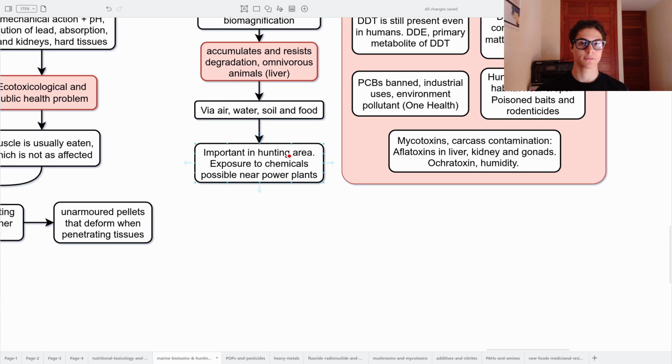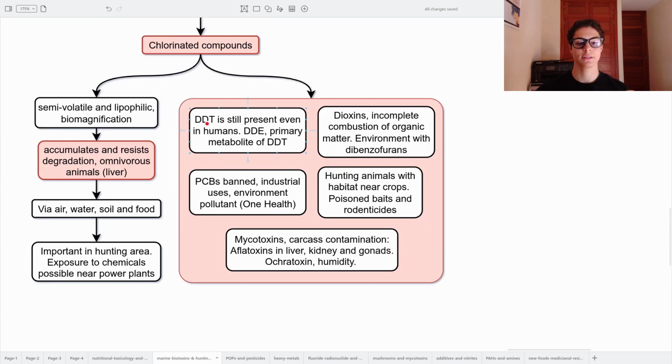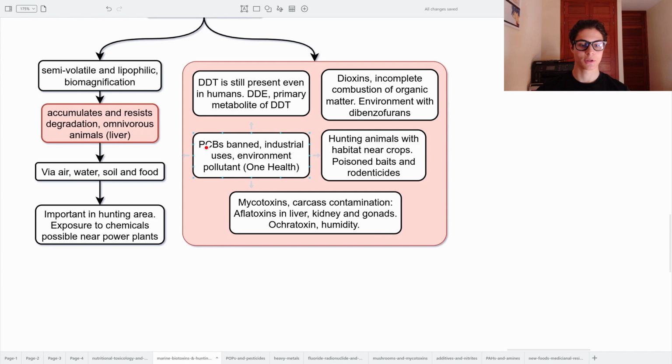And the hunting area is very important because there can be a possible exposure to these chemicals when this area is near a power plant. Some examples are the DDT, which is still present in humans, and the DDE is the primary metabolite of it, so the one we can measure. Dioxins, which come from the incomplete combustion of organic matter. They are an environment pollutant together with dibenzofurans. The polychlorinated biphenyls, which are banned nowadays, were used in the industrial area and they act as an environment pollutant. Again, the concept of One Health.